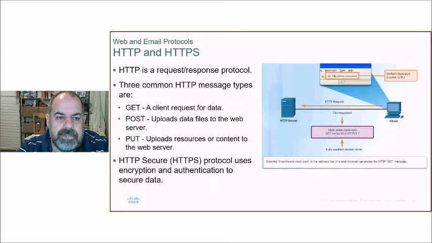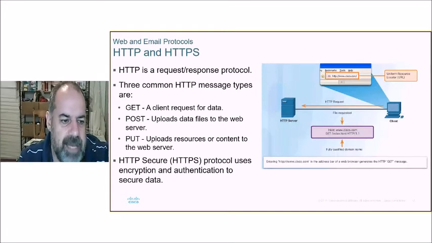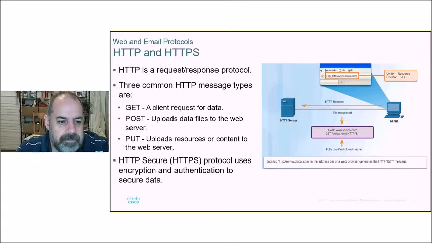Now, it's a request-response protocol, as we suggested in the previous one. And so there were three common message types: get, post, and put. And so get, of course, is what a client requests. Post uploads data to the web, and put uploads resources or content to the web server. And so there's also HTTPS, which of course is the same, except it uses encryption and authenticates the source machine.